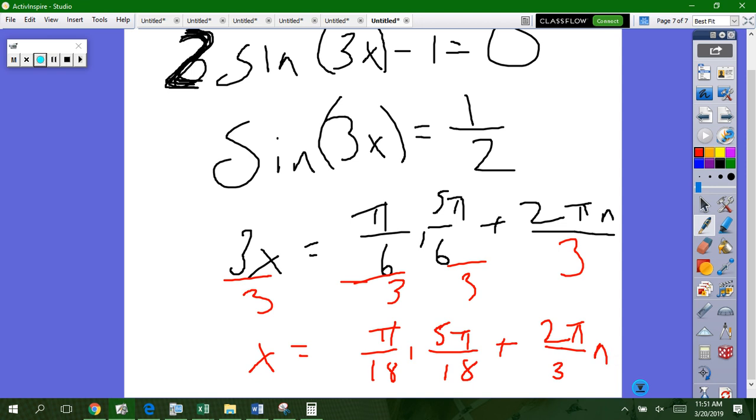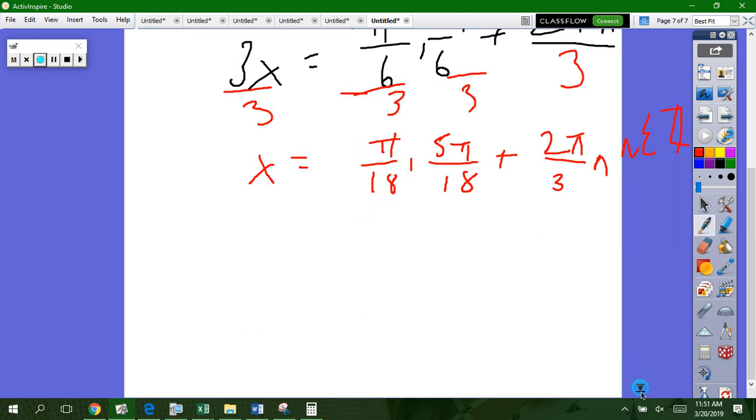Now, watch when I plug pi 18ths in there. What's 3 times pi 18ths? Pi 6. And what's the sine of pi 6? 1/2. So does it work? Sure. Now, that right there, where n belongs to the integers, I'm starting to forget that, I apologize. That tells us every solution. What if they're looking for only solutions between 0 and 2 pi?